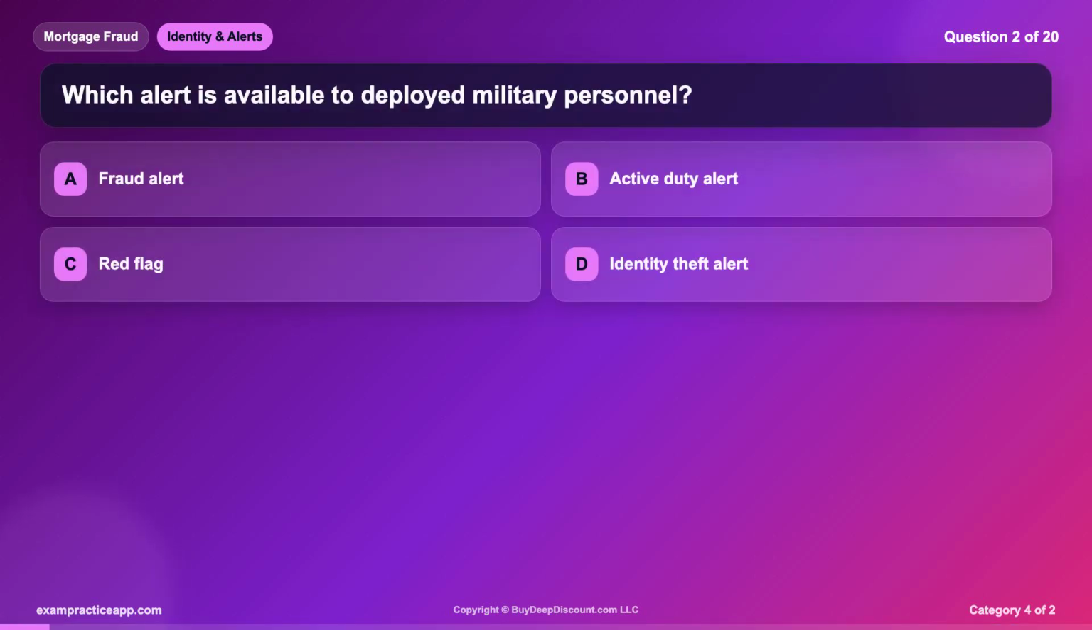Question 2. Which alert is available to deployed military personnel? Option A, fraud alert, option B, active duty alert, option C, a red flag, option D, identity theft alert. Take a moment to choose your answer. The correct answer is option B, active duty alert. Explanation: Active duty alerts protect deployed service members from identity theft.